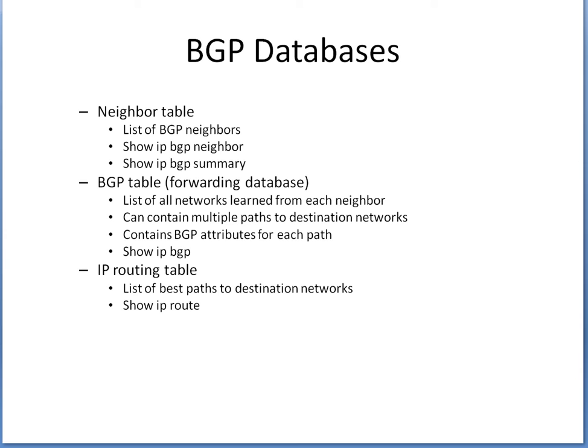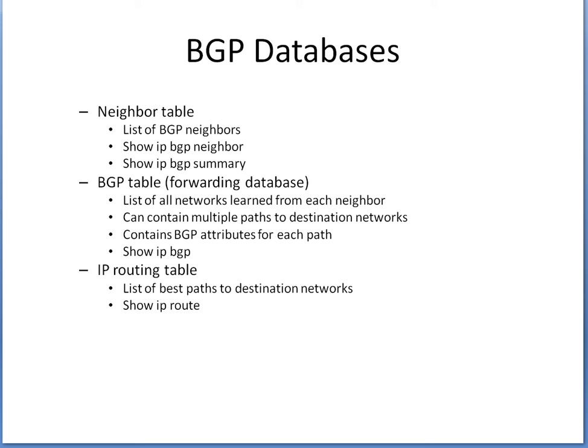Now the BGP table is called the forwarding database. Why? The forwarding decision, the path that is eligible for forwarding, is made in this table, with the algorithm behind it. You will find the list of all networks learned from each neighbor in that table, and also the various paths via which you can reach those networks. Along with that, you will also see the attributes on each path. If you want to see this table, show ip bgp is the command.